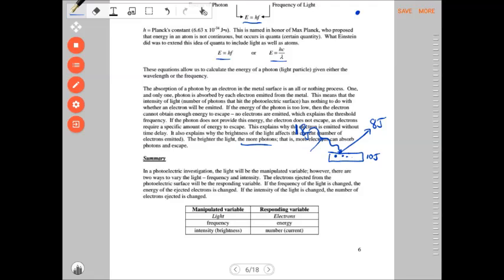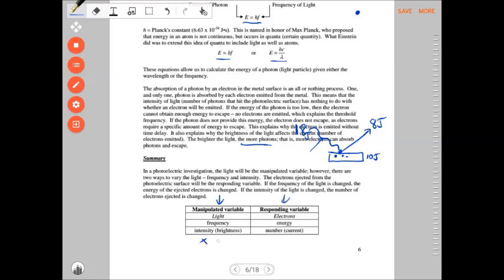So, summary. In a photoelectric investigation, the light will always be the manipulated variable. However, there are two ways to vary the light. We can vary it in terms of frequency and intensity. The electrons ejected from the photoelectric surface will always be the responding variable. If the frequency of the light is changed, the energy of the ejected electrons is changed. If the intensity of the light is changed, the number of electrons ejected is changed. So let's look at this, because we're going to have graphs for this where we have manipulated variables and responding variables.